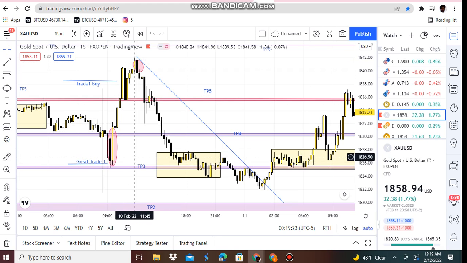Now this is a great trade if you want to get in at the bottom. This is where you make the most money, from 1825 all the way up to 1842, depending on your lot size. It's easily been 2 grand, 3 grand, 4 grand, 5 grand.